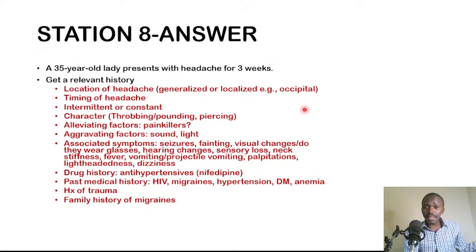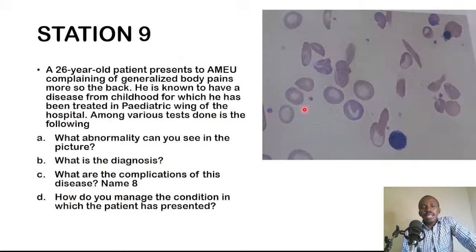Then of course, past medical history for HIV, migraines, hypertension, diabetes mellitus, anemias, history of any trauma. And then of course, if they have any family history of migraines. Now here comes the pictures. I think for the history taking, I've had enough of that. So here comes the pictures.